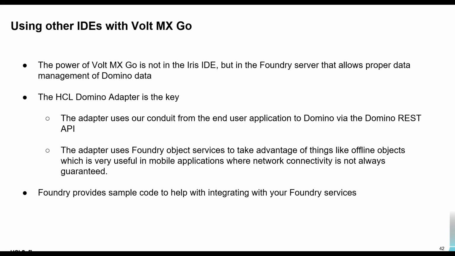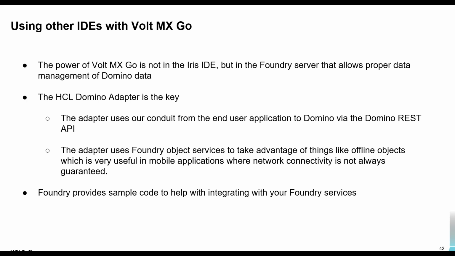So again, the Foundry HCL Domino adapter is the key. This is our conduit that we use to securely have all of our data integrity from Domino to the end user application. You are able to do things directly with REST APIs, but we definitely want to try to use whenever dealing with Domino data the object services and the HCL Domino adapter. Again, network connectivity things may be issues. So for stuff like offline objects, really powerful to use.